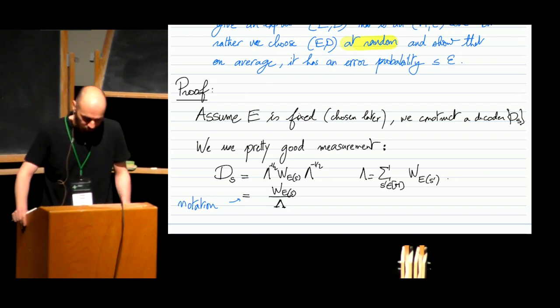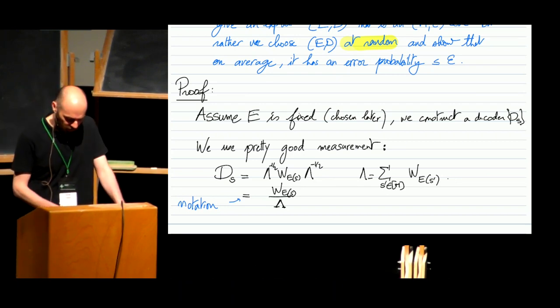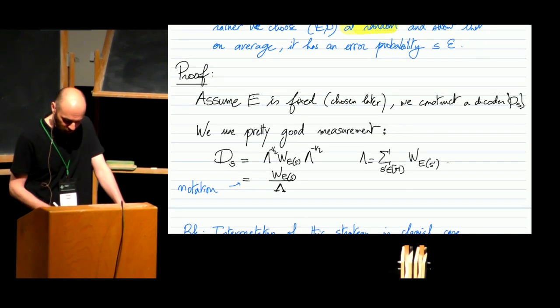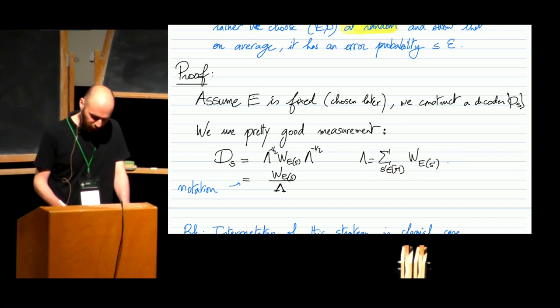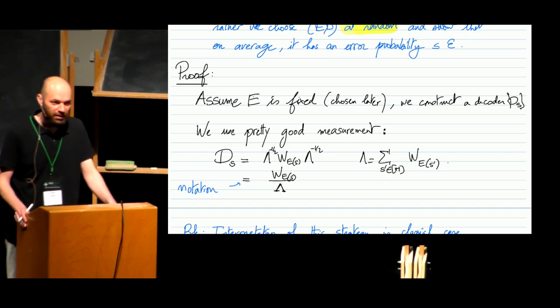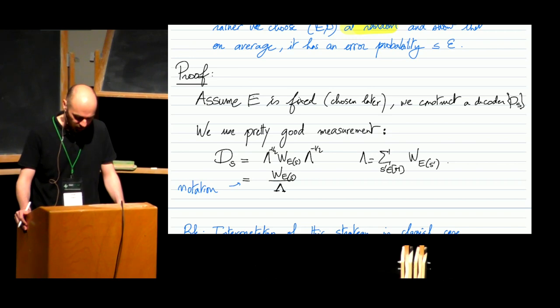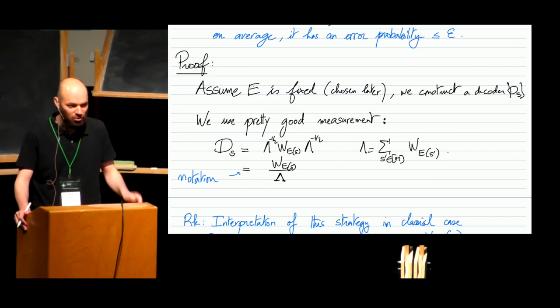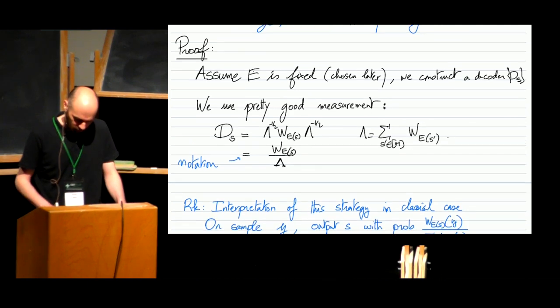One good choice of measurement, this pretty good measurement, is to take the POVM element corresponding to S. I would like it to put weight on W of E of S, but then I have to renormalize it, of course, so that it's a valid POVM. So I renormalize it by the sum of these operators. I want to distinguish between these various operators, so I write their sum, and if I divide W of E of S by the sum, I get a set of operators which sum to the identity. Here, what I mean by divide is I sandwich it with lambda to the minus a half. So these are valid positive operators, and it's obvious that they sum to the identity.